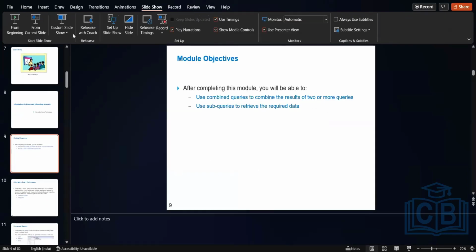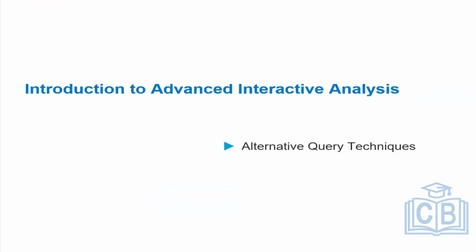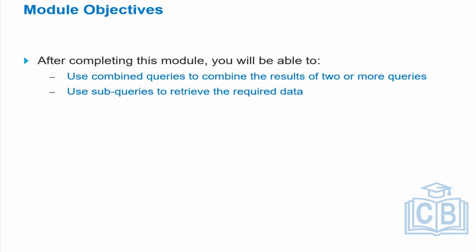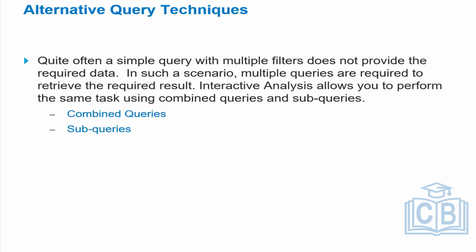Alternating query techniques. This is about combined queries. Use combined queries to combine the results of 2 or more queries. Use subqueries to retrieve the required data. So combined queries is like a union, intersection, like AND or OR, that kind of thing, like Venn diagrams.